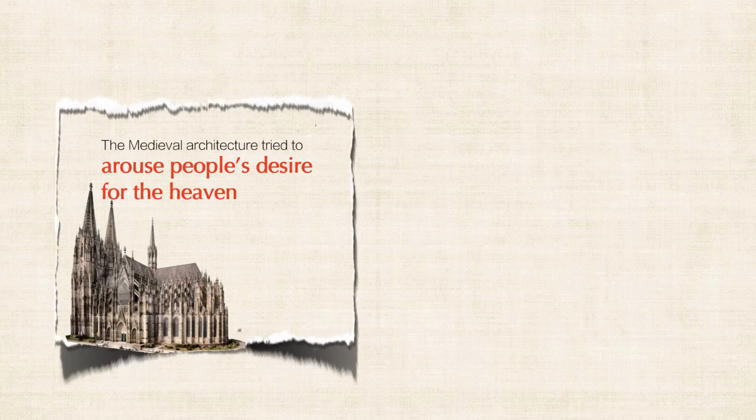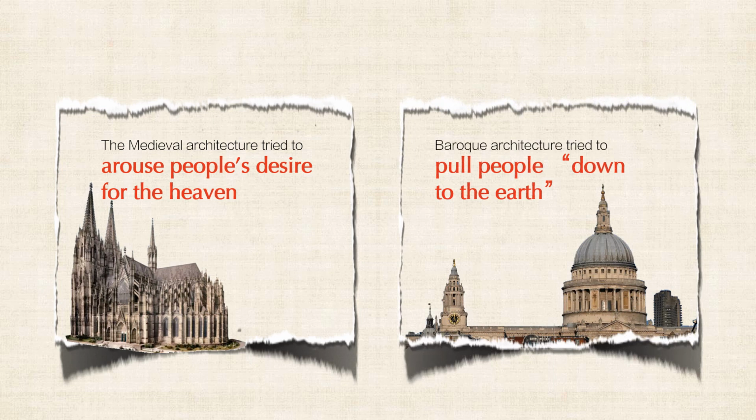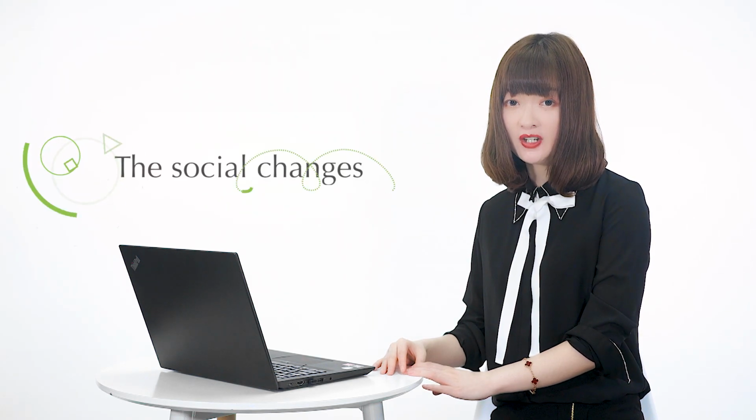Contrasted with medieval architecture, which tried to arouse people's desire for heaven, Baroque architecture tried to pull people down to the earth. But why did Baroque architecture become popular in that period of time? It was closely related to the social changes.